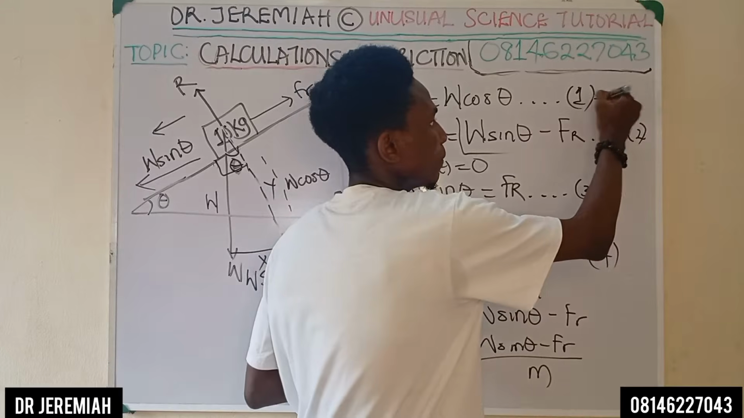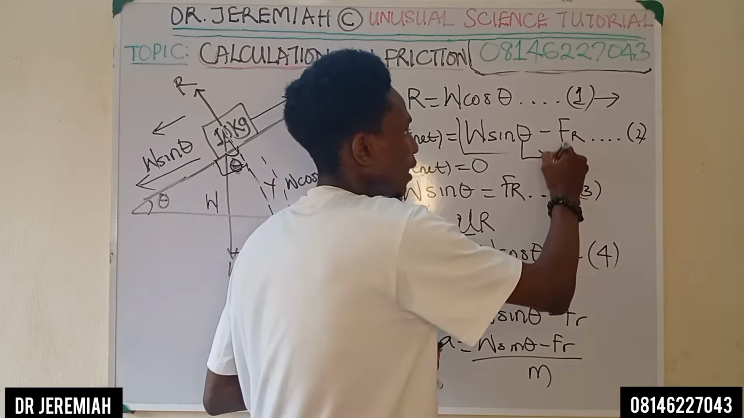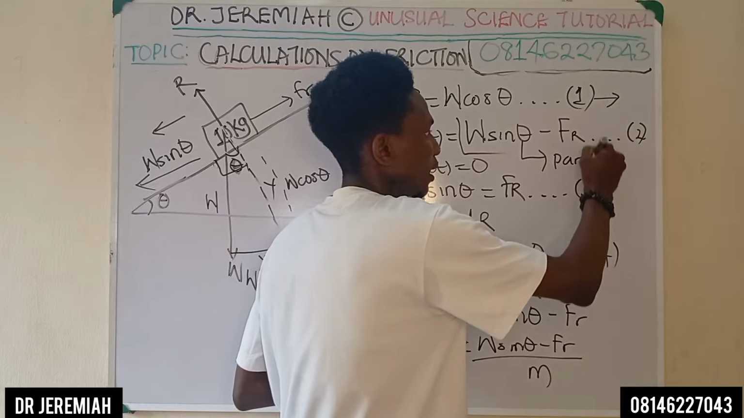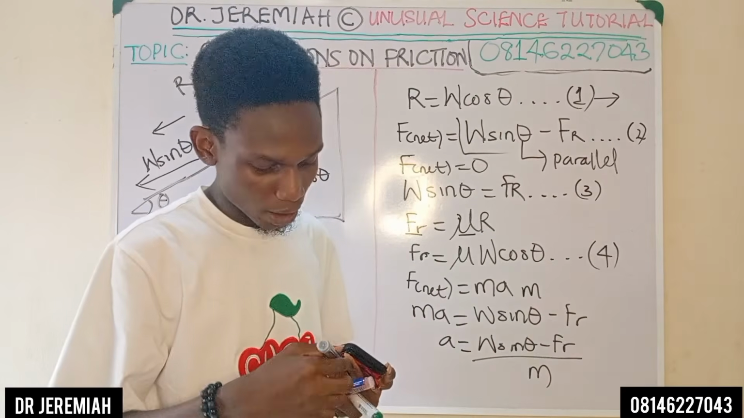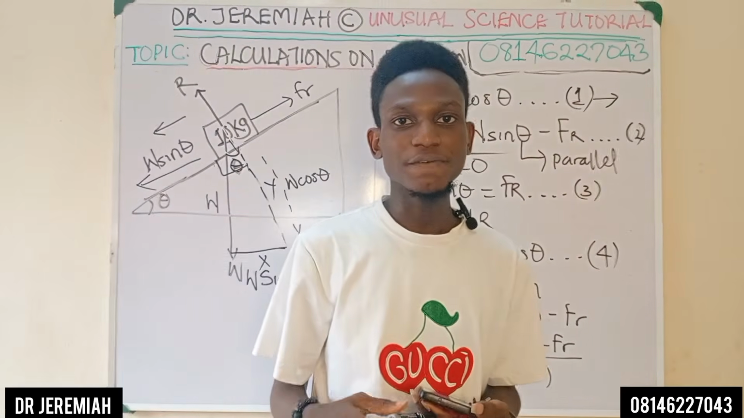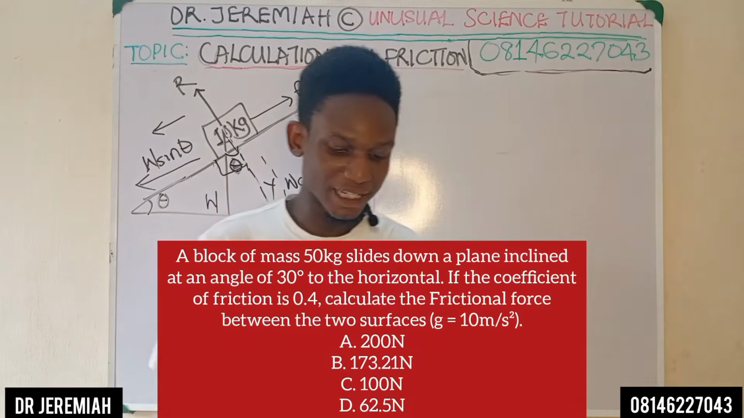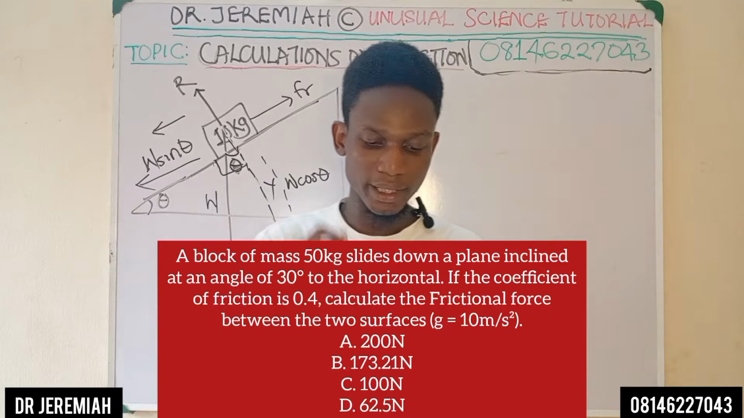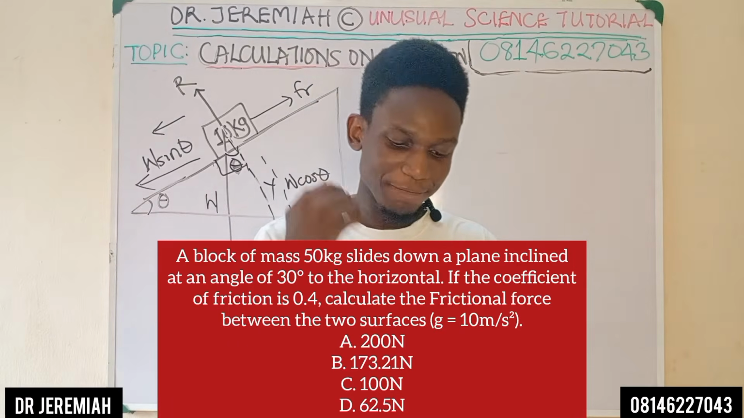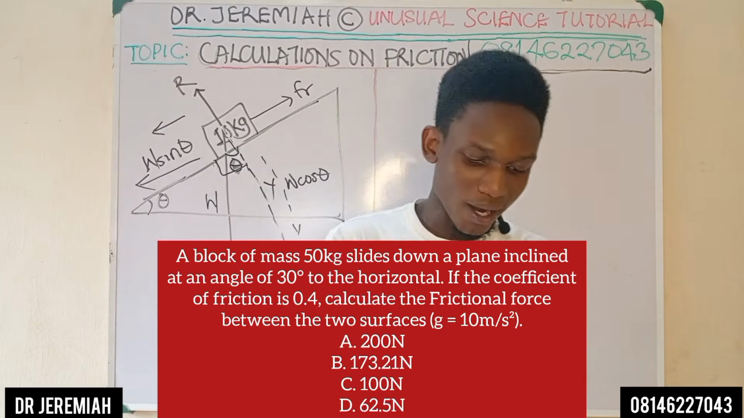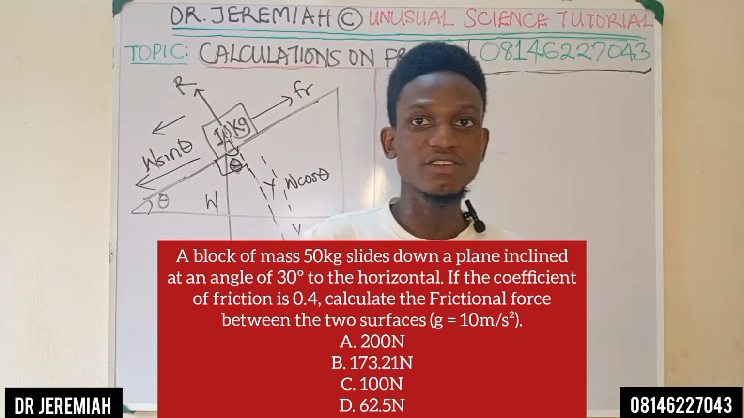Just so that this is perpendicular to the plane and this is parallel to the plane. That's along the plane, perpendicular to the plane. So I think with this we are good to go. Now let's solve the first question for today. The first question is showing on your screen. It says a block of mass 50 kg slides down a plane inclined at an angle of 30 degrees to the horizontal. If the coefficient of friction is 0.4, calculate the frictional force between the two surfaces.